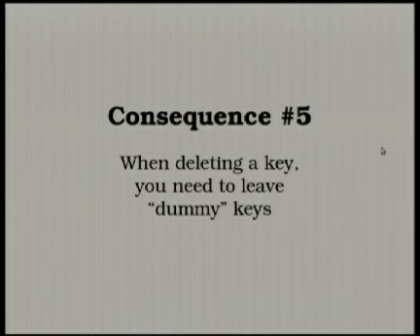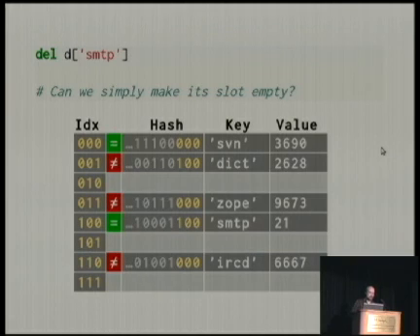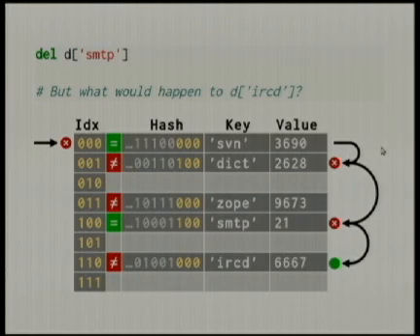Consequence number 5 we can now draw is that when deleting a key, Python needs to leave dummy keys in its place. So think about this. Let's say that I get tired of having SMTP stored in this dictionary and I want to delete it. Can I simply mark its slot as empty again? Well, think about this. What happens when we look up IRCD? Do you remember? It tries to go to 000, then 001, and 100 before finally finding it in the fourth place it looks.